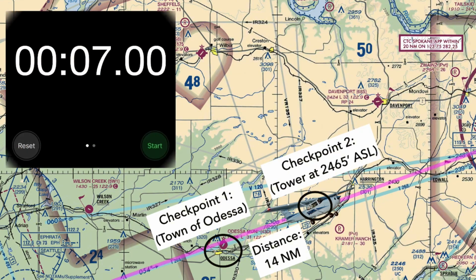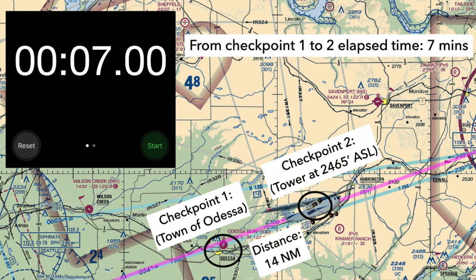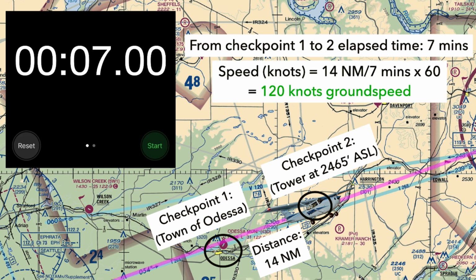Use the stopwatch function on your cell phone to measure the time elapsed between the 2 checkpoints. It takes exactly 7 minutes to travel from checkpoint 1 to checkpoint 2. Using the speed, distance, and time formula, divide the distance of 14 nautical miles by 7 minutes, then multiply by 60 to calculate a ground speed of 120 knots.